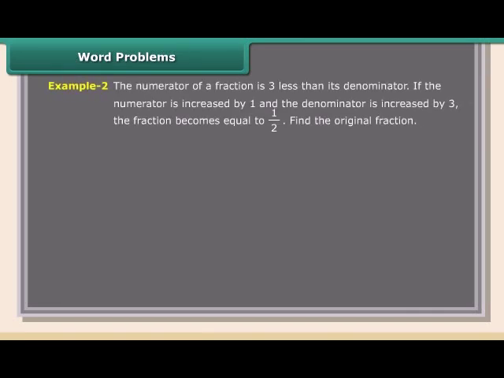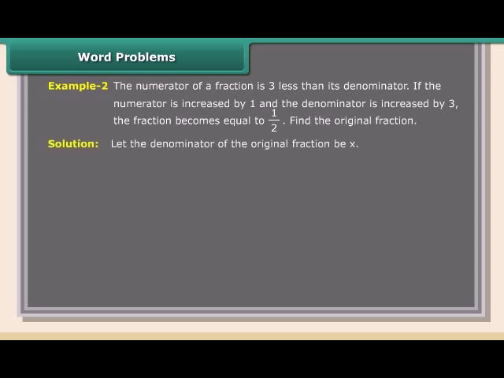Example 2. The numerator of a fraction is 3 less than its denominator. If the numerator is increased by 1 and the denominator is increased by 3, the fraction becomes equal to 1 upon 2. Find the original fraction.